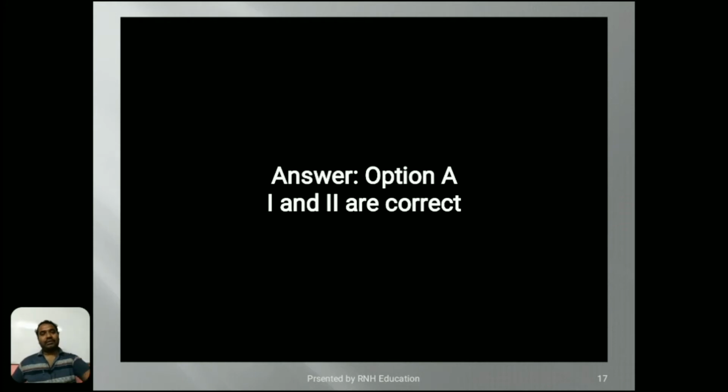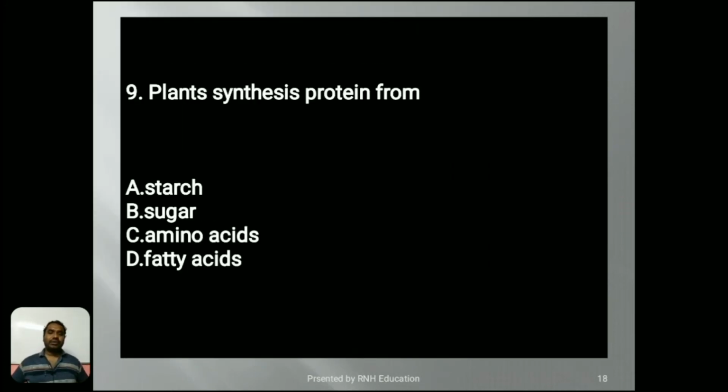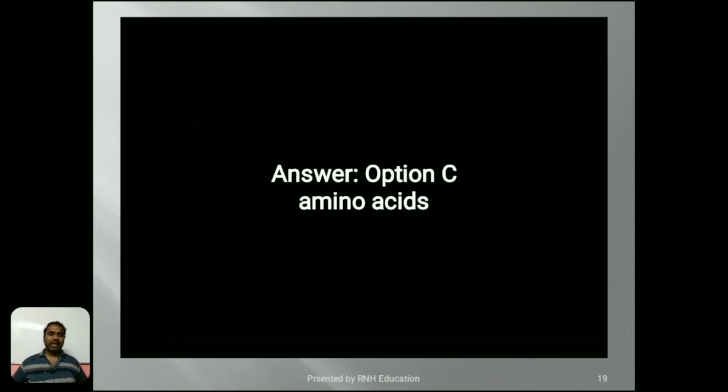Okay, now the next question, that is plants synthesize protein from. Options are A. Starch, B. Sugar, C. Amino acid, and D. Fatty acid. Okay, the answer should be C. Let's see the answer. The answer is option C, that is amino acid.